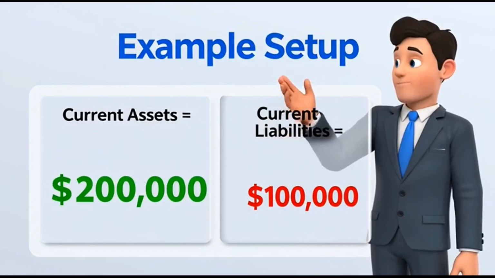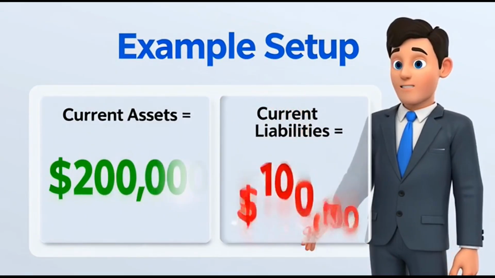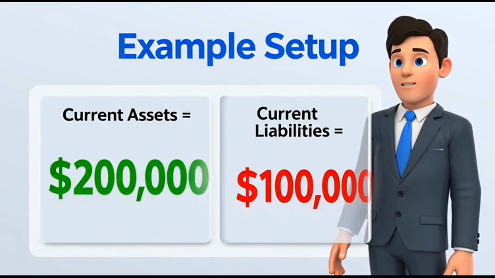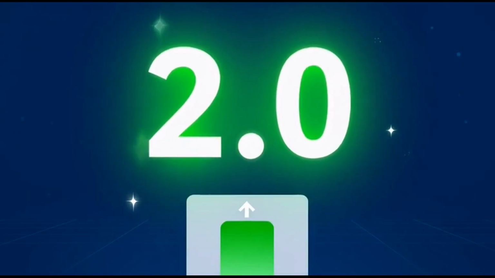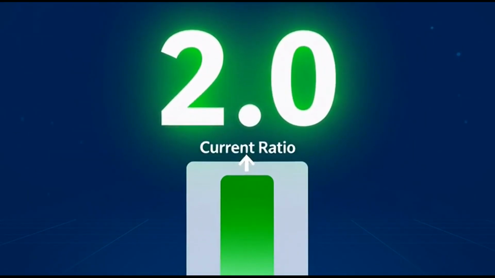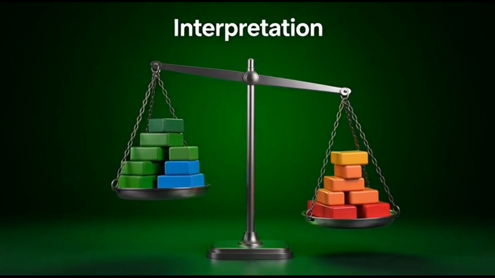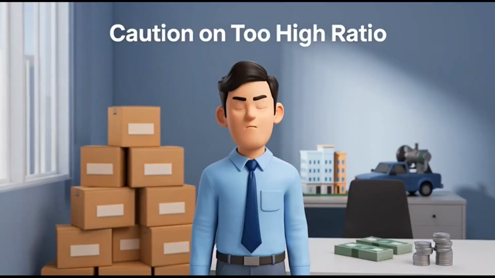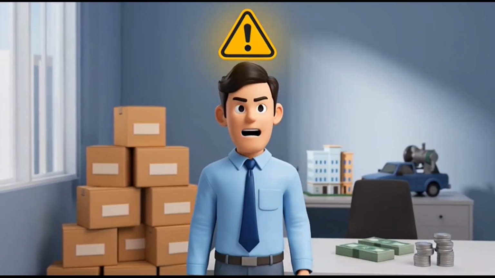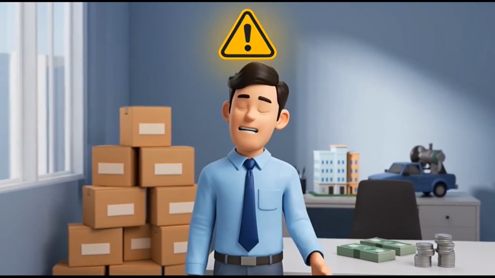For example, let's say a company has $200,000 in current assets and $100,000 in current liabilities. That gives us a current ratio of 2.0. This usually means the company has more than enough short-term assets to cover its short-term liabilities. But remember, if the current ratio is too high, it could also mean the company is not using its assets efficiently.